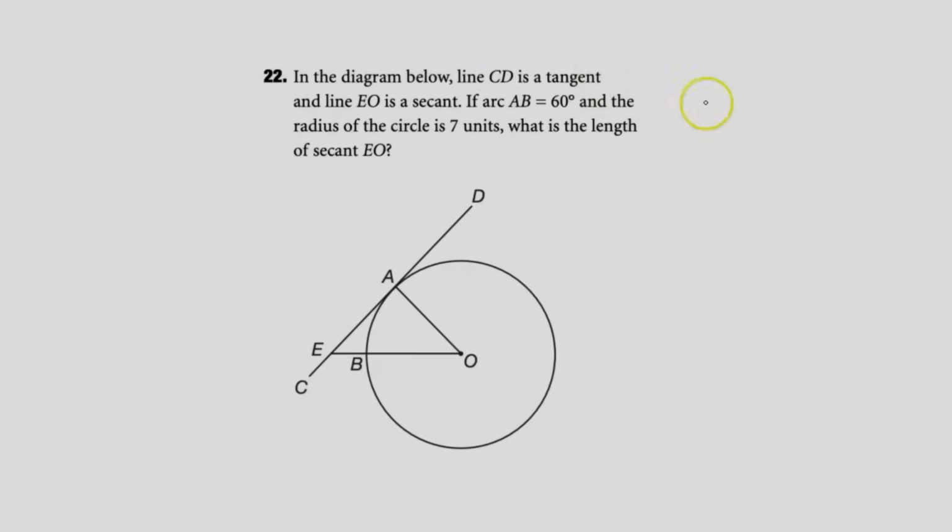In the diagram below, line CD is a tangent and line EO is a secant. If arc AB is 60 degrees and the radius of the circle is 7 units, what is the length of secant EO? Pause the video, try the problem on your own.